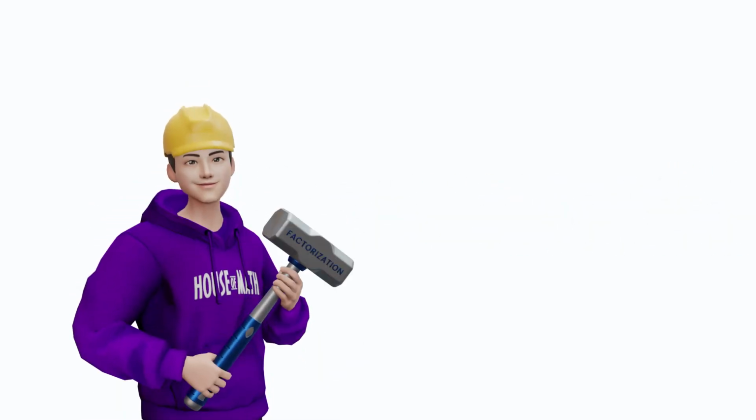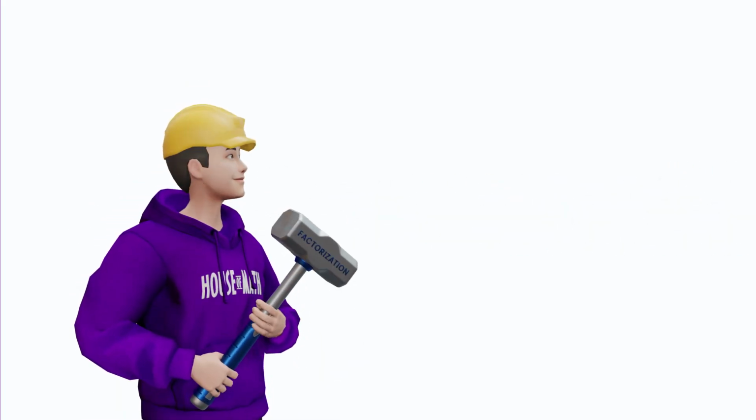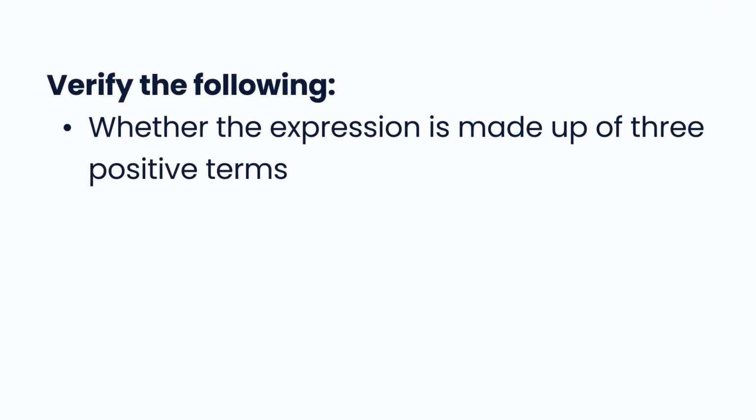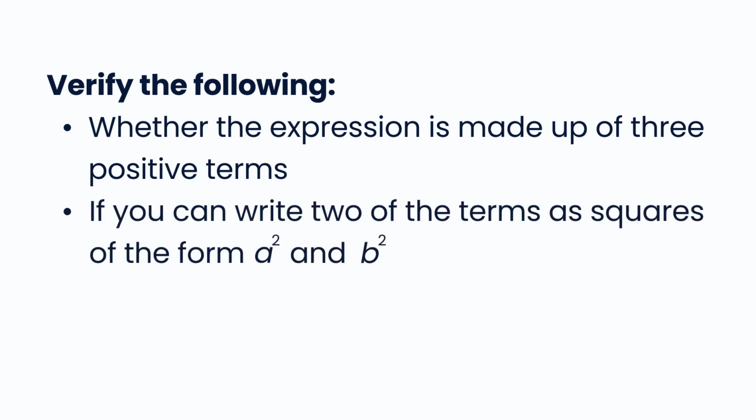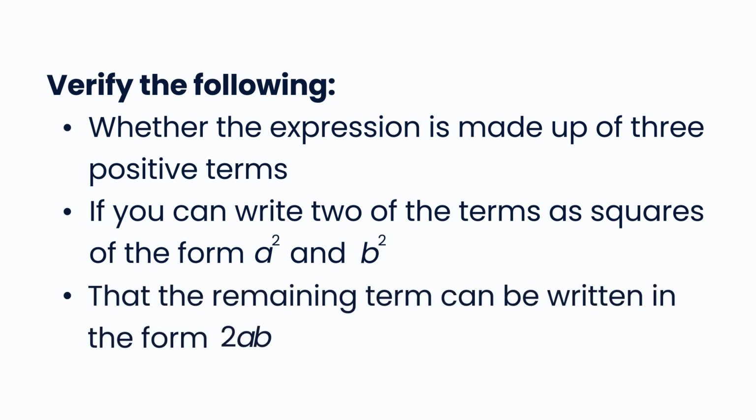To check whether the square of a sum formula can be used to factorize an expression, you need to verify the following: whether the expression is made up of three positive terms, if you can write two of the terms as squares of the form a squared and b squared, and that the remaining term can be written in the form 2ab. Let's look at an example.